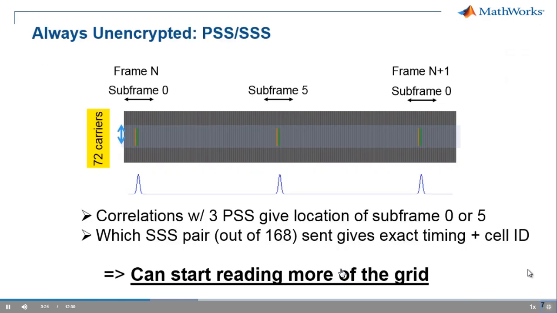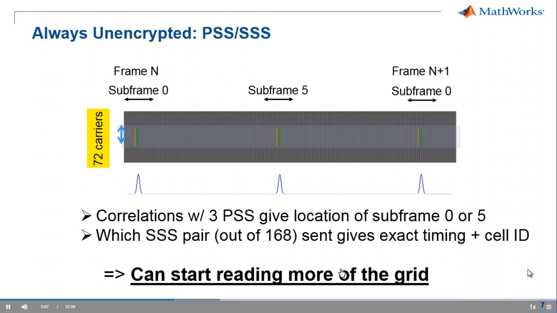Let's talk about PSS and SSS first. They come every 5 subframes. The PSS is the same in every subframe and can be one of 3 sequences. So you can compute correlation with the 3 possible PSS, and when you find a peak, you get 2 pieces of information. One, where the frame timing is, except for a 5 subframe ambiguity, and 2, which PSS it is using, which is one of 3 possible ones.